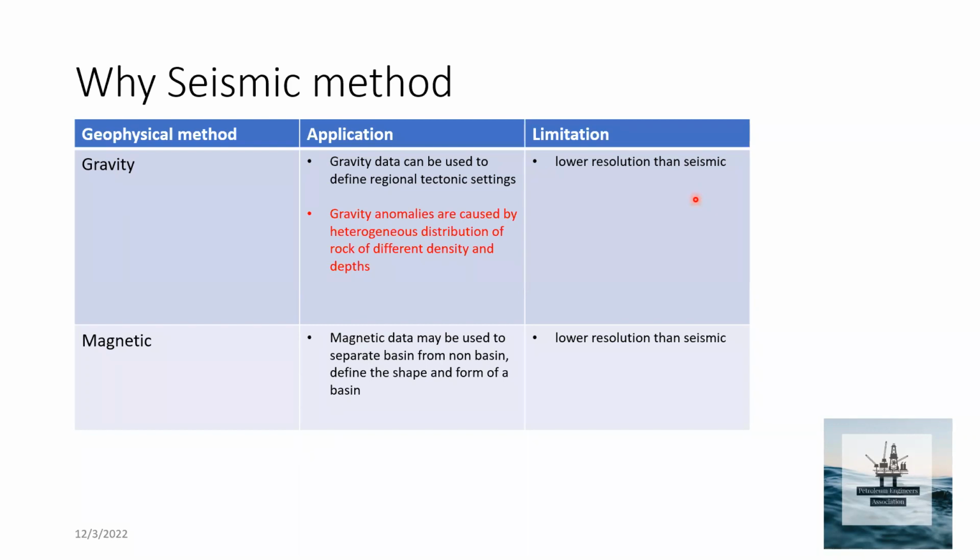The magnetic method: magnetic data may be used to separate basin from non-basin and define the shape and form of a basin. So the magnetic method is mainly used to delineate the basements. As well, it has lower resolution than seismic, so it is not used in oil and gas exploration. It is used for regional exploration or regional studies. As I said, magnetic is used to delineate the basements.